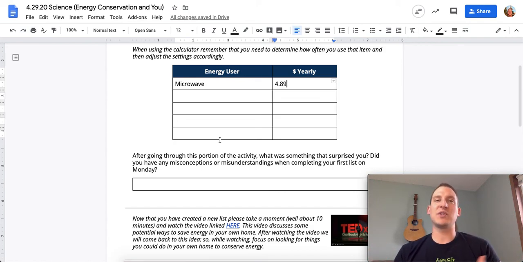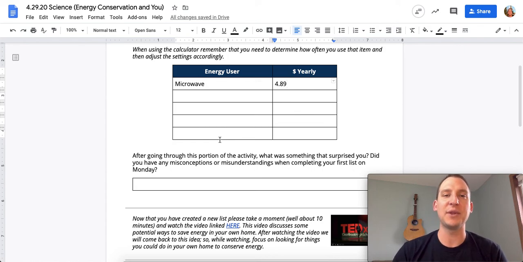Did it make sense? Was there anything where you're like, wow, I thought my microwave used way more energy than it does, especially when compared to the TV, computer, whatever. Just comparing those things to what you actually found out today to what you thought you knew on Monday. Based on the student examples that we looked at today, the majority of people will have at least one thing where they're like, oh, I didn't really realize that, or I was kind of wrong about that.